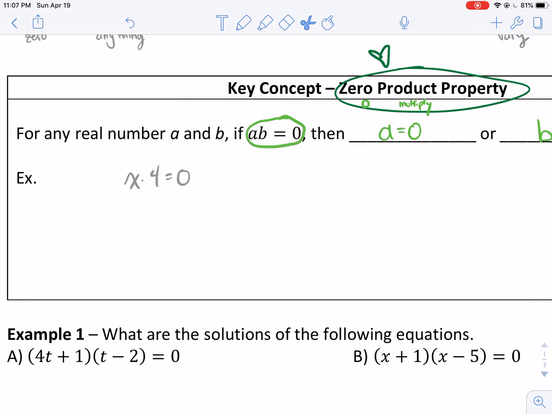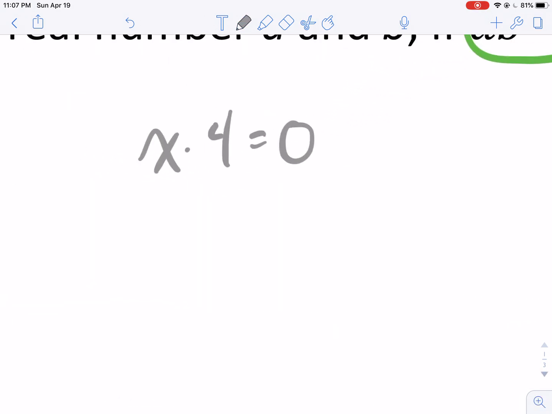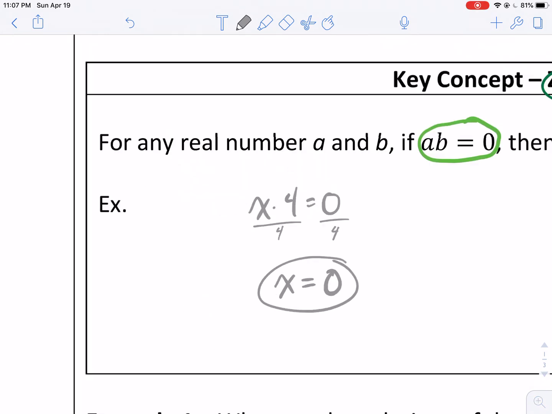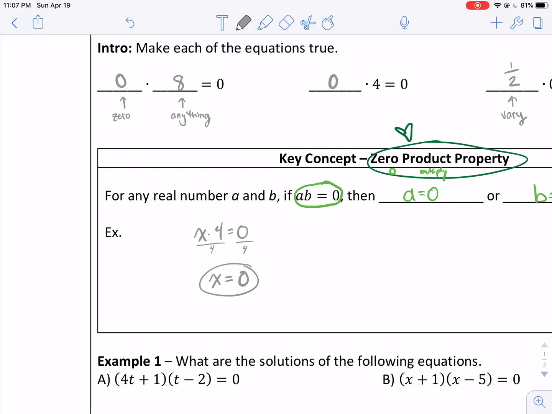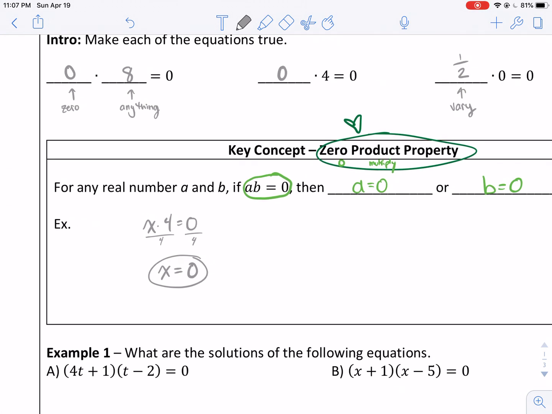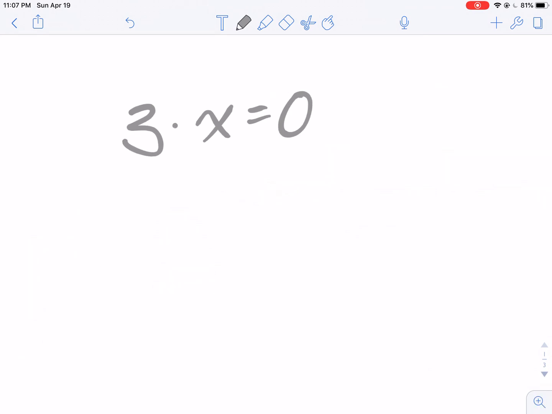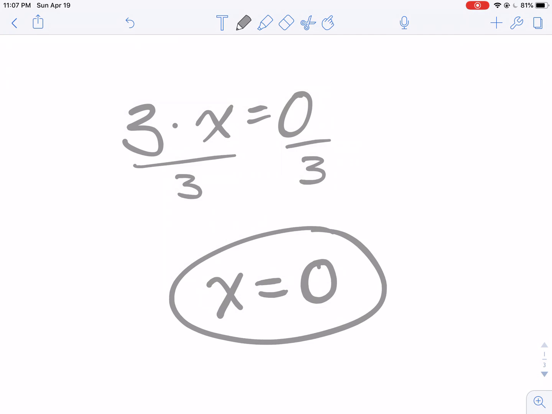Well, let's see what happens. If x times 4 equals 0, we can divide both sides by 4. And here our 4's cancel out. We get x equals 0 divided by 4, which is 0. Sure enough, x equals 0. Cool. If we have another example, we could switch our order around. What if we have 3 times x equals 0? That works. Well, if we want to solve this, we just divide by 3, divide by 3. Our 3's cancel out. We get x equals 0 divided by 3, which is 0. x equals 0.